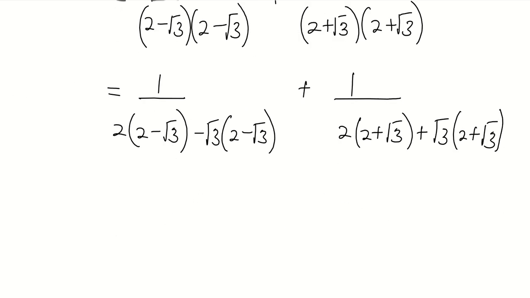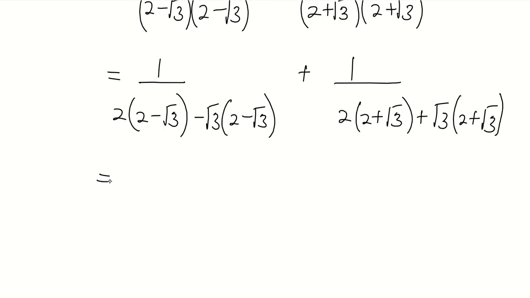Now the simplification continues, and we have 1. Now 2 multiplies 2, we have 4, and 2 multiplies minus square root of 3, we have minus 2 square root of 3. And we can see that minus square root of 3 multiplies 2, then we are going to have minus 2 square root of 3. And when minus and minus multiply, you're going to get positive. So square root of 3 multiplies square root of 3, then we're going to have square root of 9.